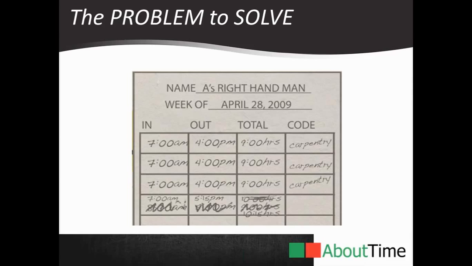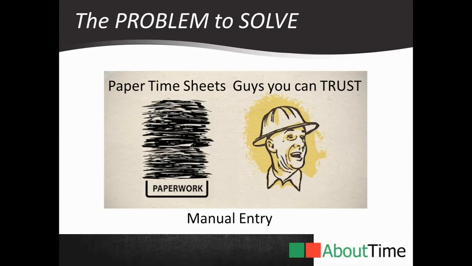People round off their times, 7 a.m. to 4 p.m. every day. Sometimes you can't even read what the person's saying. And according to the American Payroll Association, the average field employee over exaggerates or rounds their time by 41 minutes every single day. And on top of that, to enter that person into payroll when you're using paper timesheets, it takes about 8 minutes for each employee.